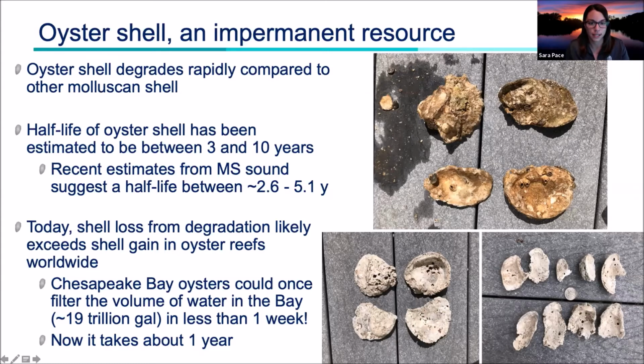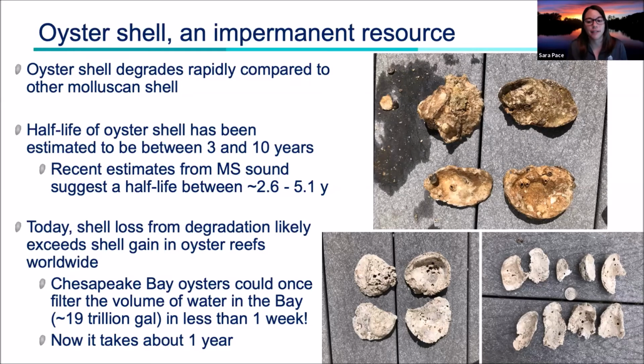We pulled this top image, these shells, out about a year after the mortality event. You can see that the shell is still intact, but it's covered in a film. This is really not great for larvae to settle. And then in 2019 from the same site, these shells would have died in the mortality event. You can see they're already riddled with holes, they're fragmented, they're chipped and broken. So in Mississippi, oyster shell breaks down pretty rapidly. And shell loss from degradation likely exceeds shell gain in oyster reefs worldwide.